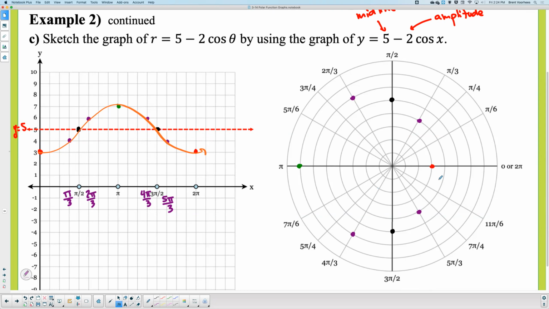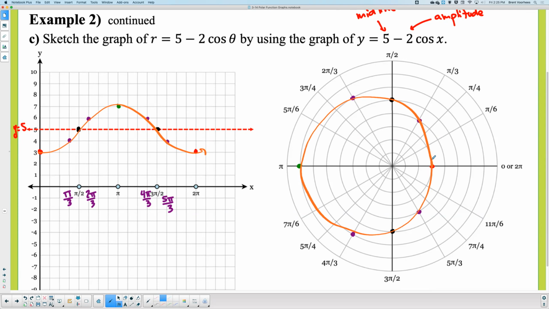This right here is what you call a dimpled limacon. It looks flat on one side. You see how it looks really flat on that side? The left side seems pretty rounded, but you see how flat the right side is? That's what we call a dimpled limacon.